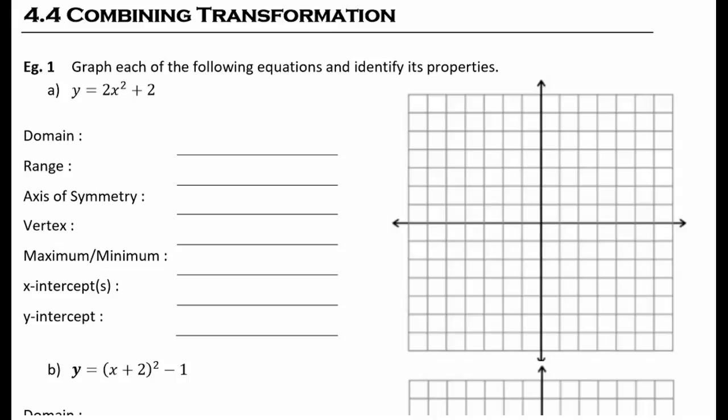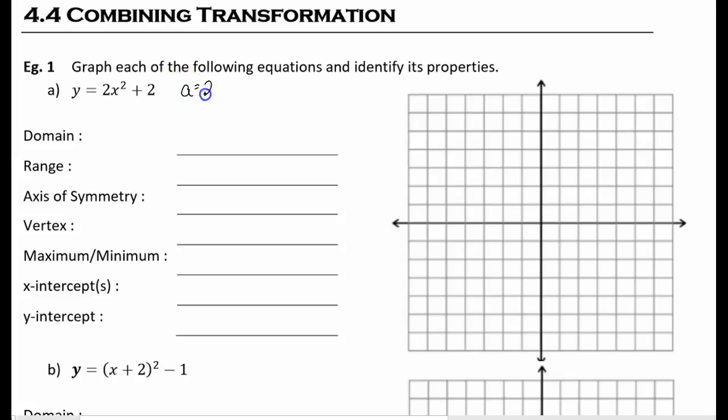Continuing 4.4, hopefully you've practiced your understanding of each individual transformation and that meaning behind P, Q, and A, because now we're going to start combining them together. So in our first example here, we are given the equation y equals 2x squared plus 2. Before we go any further, what I'd like you to do is just identify which of those variables A, P, and Q are showing up.